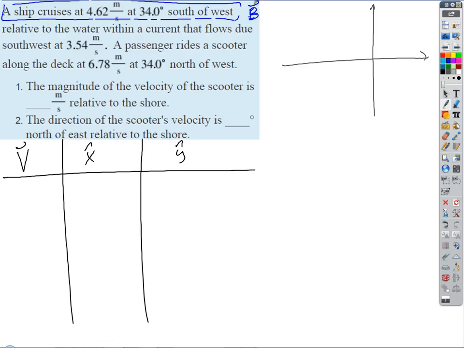And so it's at 34 degrees. It doesn't have to be exact. There's our representative vector, with a magnitude of 4.62. And here's our angle. It's 34 degrees. And we have to break that into components, right?